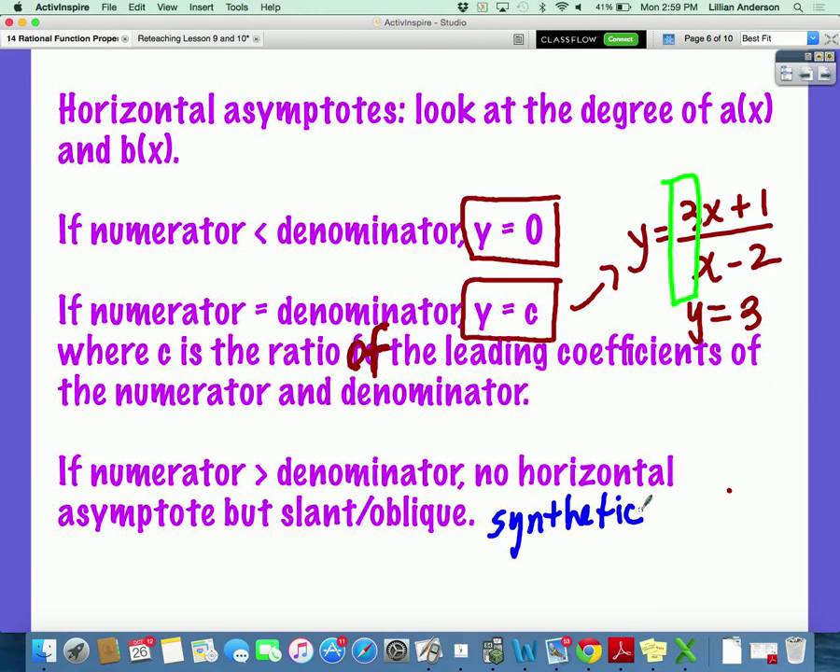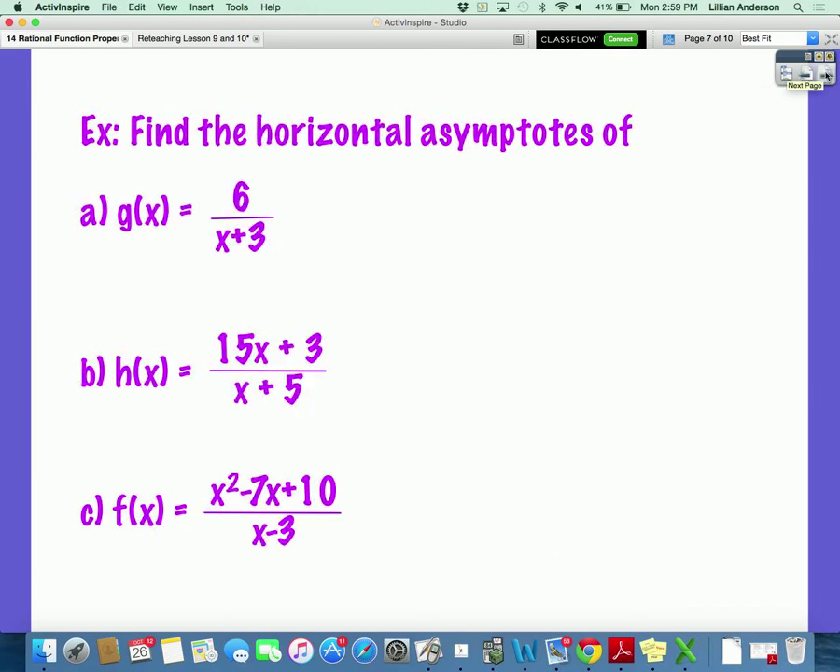So what we're about to do is look at 3 examples. Do you use synthetic on the bottom or the top? You do it with both of them. You'll see in a second. Let's look at some examples here. We're going to find just the horizontal asymptotes of these 3 functions. And yes, you do have to write the functions in.